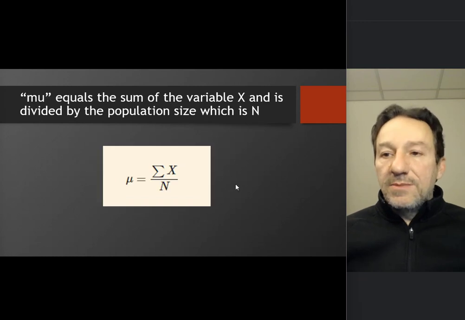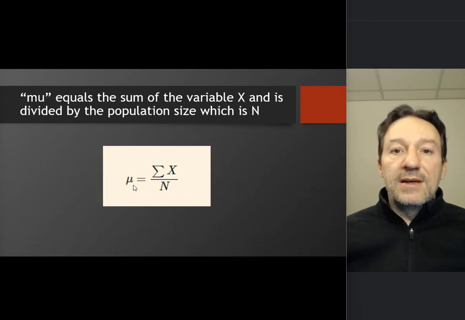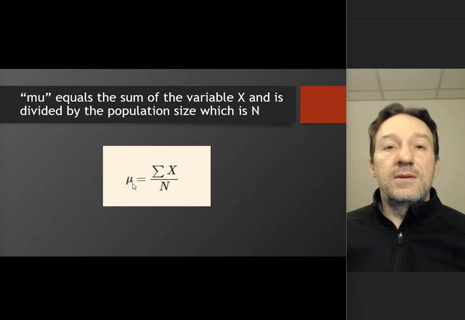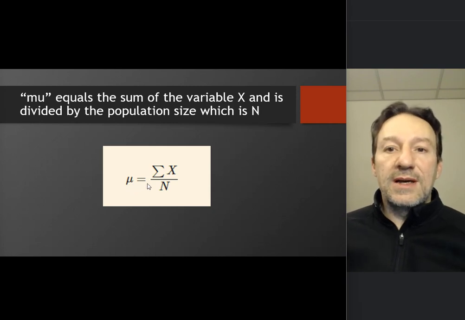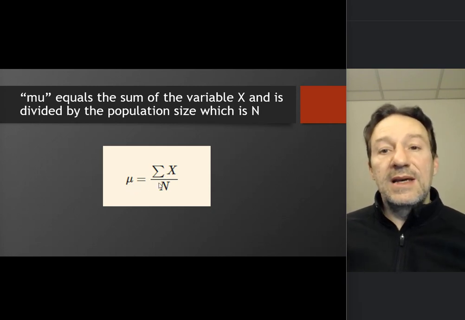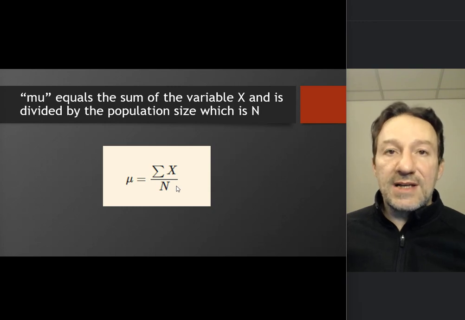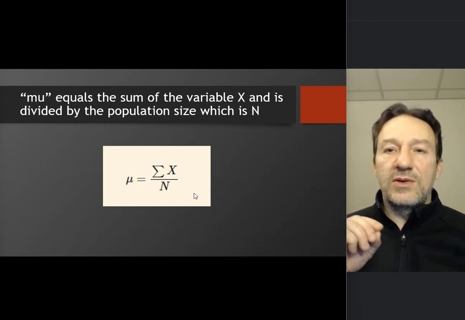The population mean, this is what the formula looks like for that. Instead of x bar, we have mu, which is how it's pronounced, and this is what it looks like. It is, again, the sum of x, divided by the population size, which now, instead of being a small n, is going to be a large N.